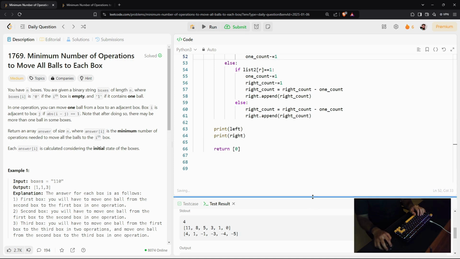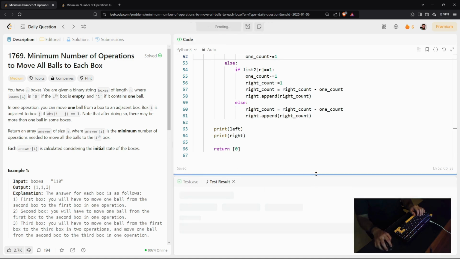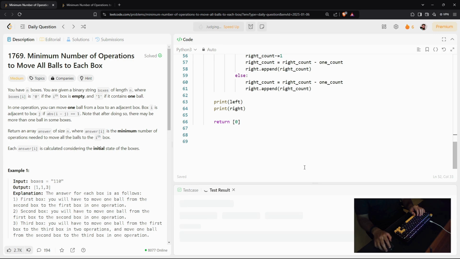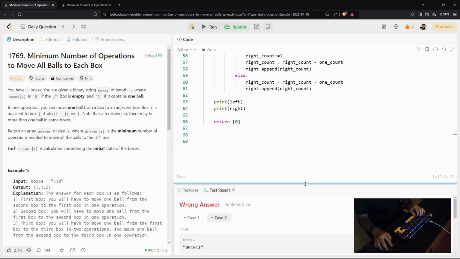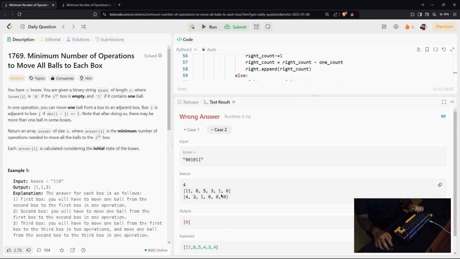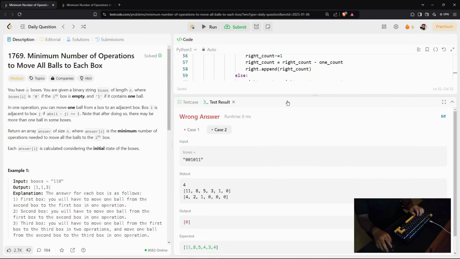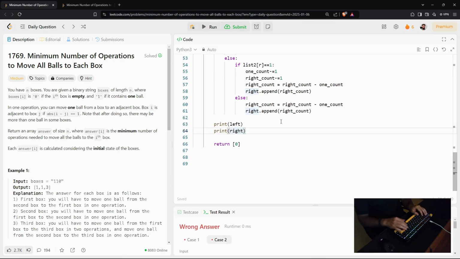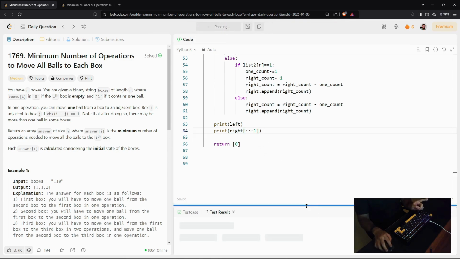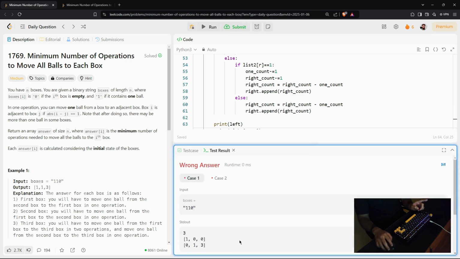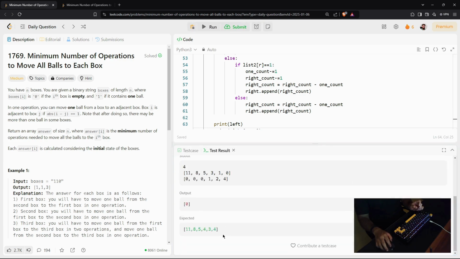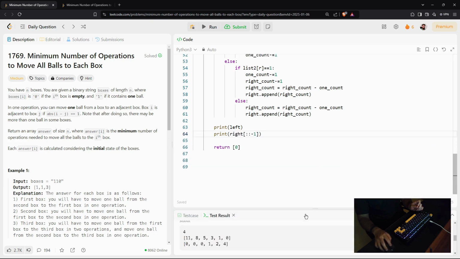Now we should get the actual arrays. Yeah, 4 2 1 0 0. If we just have to reverse it, 0 0 1 2 4. Because remember, we reverse the original array, so this has to be reversed as well, because that's how the addition will be done. So now we just need to add these values: 11, 8, 5, 4, 3 and 4. That's how we are getting it.